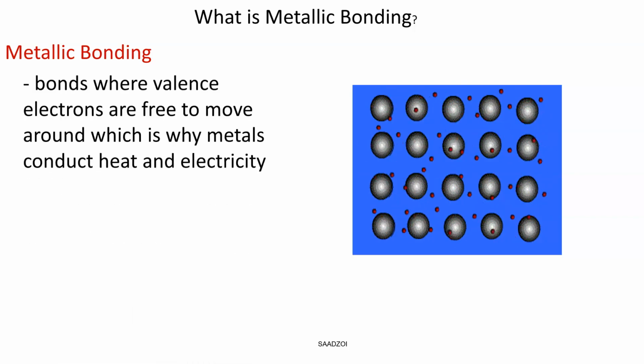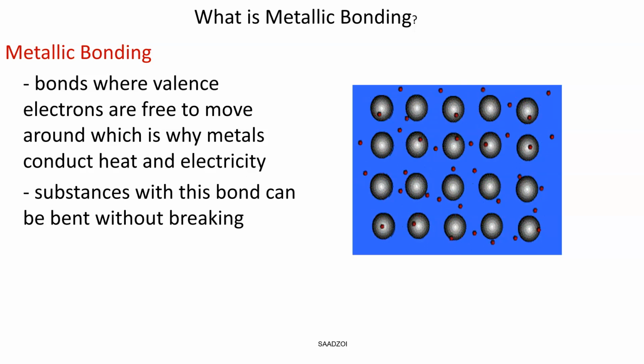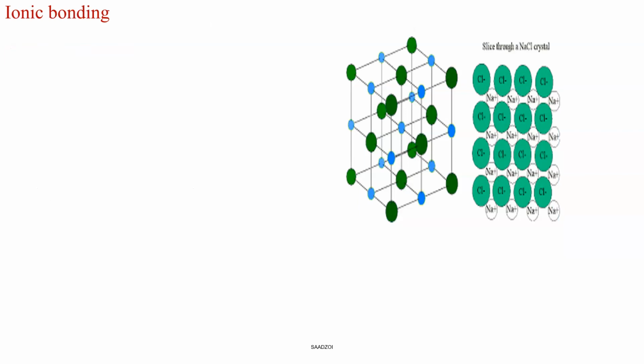Metallic bonding is a little different. Bonds where valence electrons are free to move around, which is why metals conduct electricity and heat so well. So with metallic bonding, the electrons are not forced to stay in one place. They can go wherever they want to. This is what makes metals such good conductors of electricity, because electrons are able to travel through them very easily. In case you did not know, electricity is nothing more than a movement of electrons. So metals are very good at letting their electrons free. So as a result, they are going to be good conductors. Subsequently, this bond can be bent without breaking. That's another characteristic of things from metallic bonding.